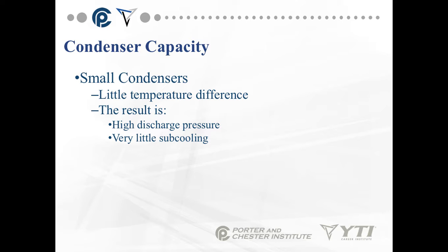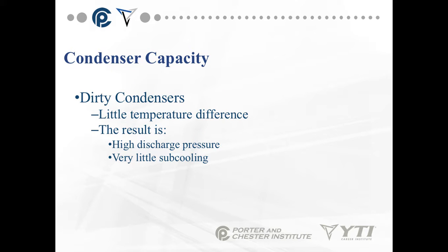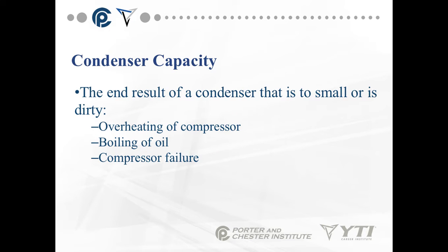Now I'm going to talk more about subcooling, but that's basically the difference between my condensing temperature, that's the pressure of your high side gauge converted to a temperature, and the temperature you take on the liquid line. That's subcooling. Dirty condensers, regardless of size, have a little temperature difference between the incoming and outgoing refrigerant. The result, again, is a very high discharge pressure and very little subcooling, which is not a good thing.